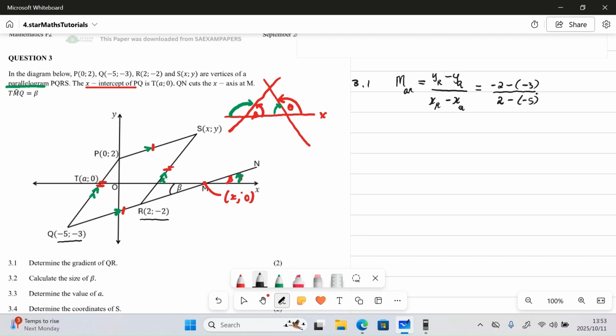Then if we press our calculator, the gradient is: negative times negative is positive, so negative 2 plus 3 is going to give us 1. Then negative times negative is positive, 2 plus 5, that is 7. Then that is the free marks.